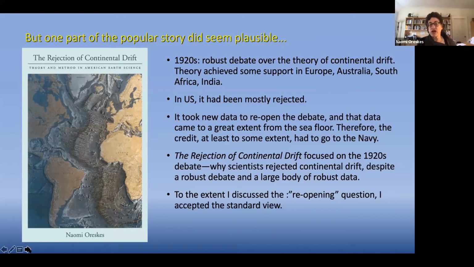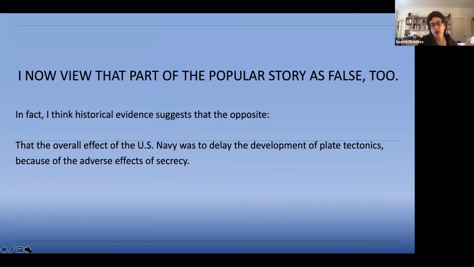So in the rejection of continental drift, I focused on this earlier debate, why scientists had rejected continental drift despite a robust debate and a large body of robust data. But to the extent that I discussed the reopening, which I only did very briefly at the end, I had pretty much accepted this popular story, this standard view. I now view that part of the popular story as false too.